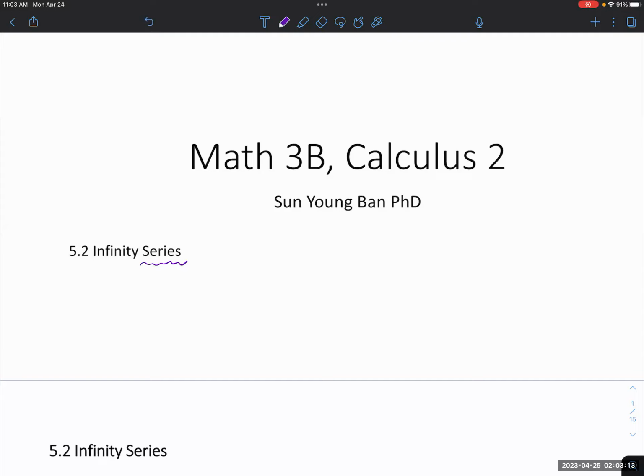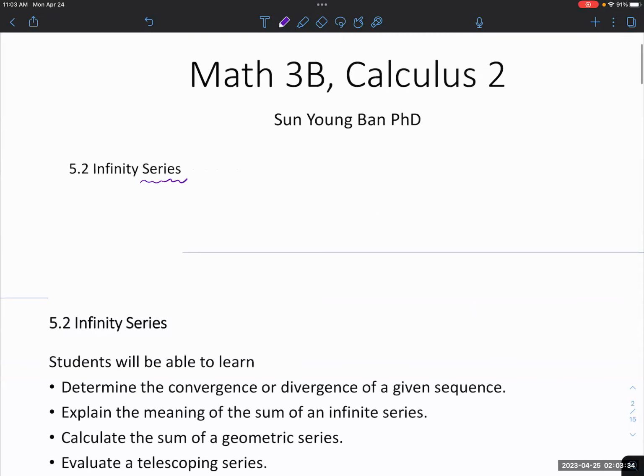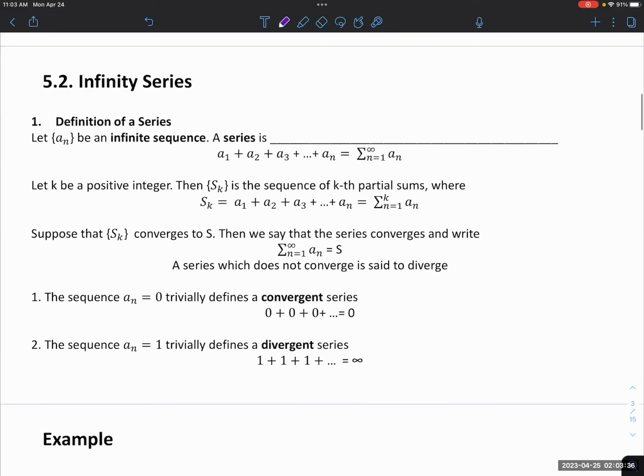Okay, so first, I briefly explained what a series is in the last session, and now let's define a series, and then let's talk about whether the given series is convergent or divergent again. It's a very similar topic, but we need to know the difference between sequence and series. So let me take a look at the definition.